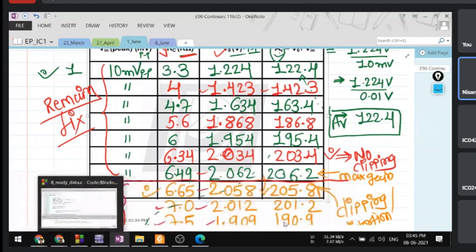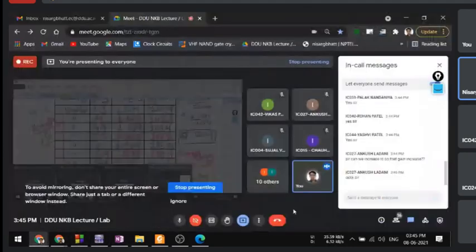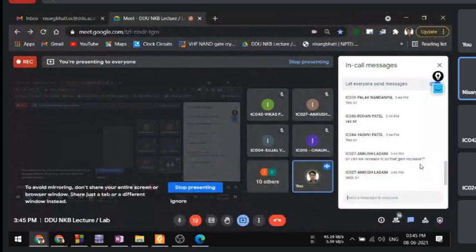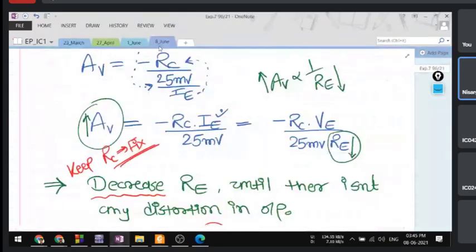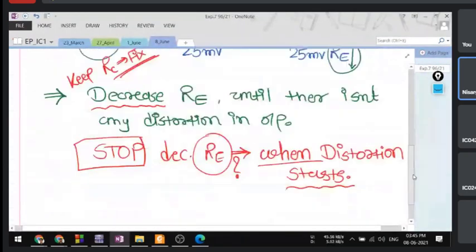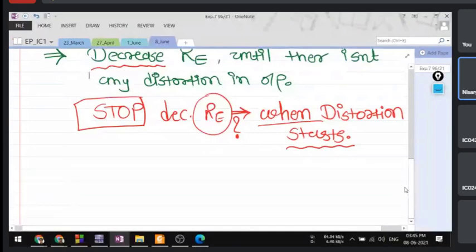Are you getting it, student? Ankush, did you get it? But you are correct. You can definitely get it, but your Q point will not be in the center. So that's why I have selected 3.3K. Now let me come back to 8 June. Let us run the circuit and take the readings.